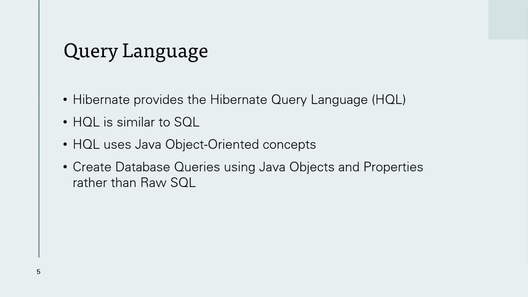Query language means Hibernate provides the Hibernate query language, or HQL, and it is similar to SQL. It uses Java object-oriented concepts, and you can create database queries using Java objects and properties rather than raw SQL.